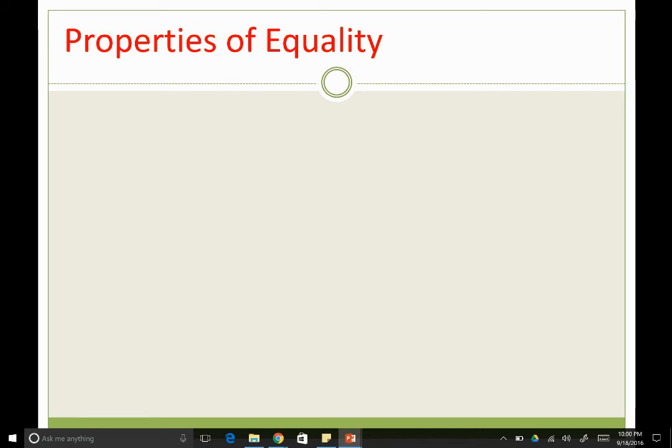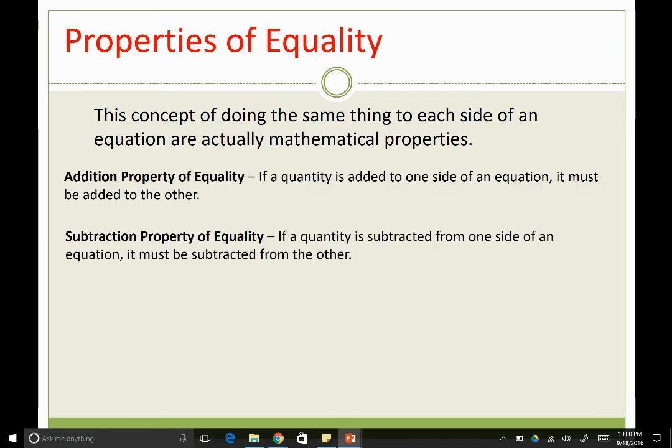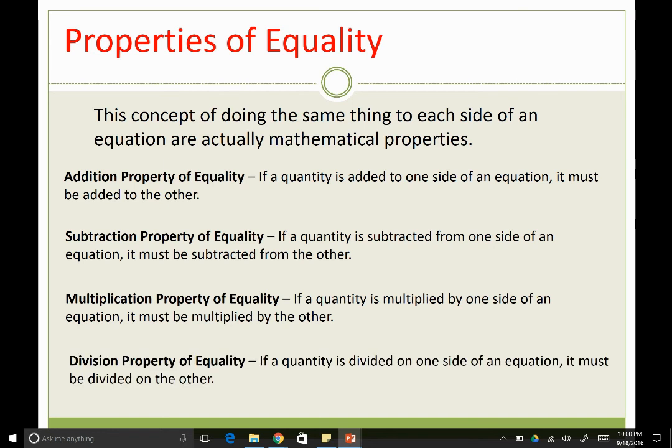All right. This idea of whatever we do to one side, we have to do the other is actually a set of properties in mathematics called our properties of equality. Again, we said doing the same thing to each side of the equation keeps it balanced. So the addition, subtraction, multiplication, and division properties of equality all are kind of saying the same idea: that if I add, subtract, multiply, or divide to one side of an equation, I've got to do it on the other. We won't work a ton with these properties in algebra, but they'll become really important in geometry when you start working on proofs with your algebraic equations.